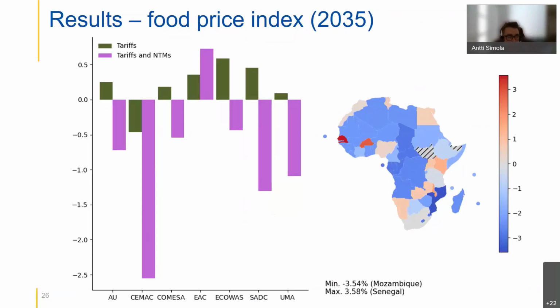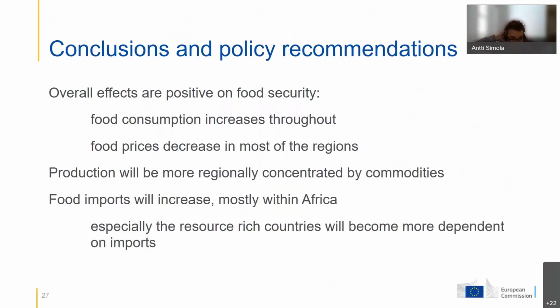Finally, I have here a slide on food prices. They decrease slightly in many regions, which indicates that AfCFTA helps to make food available to lower income groups as well. So the conclusions with this study, we've seen that overall effects of the AfCFTA are positive on food security.